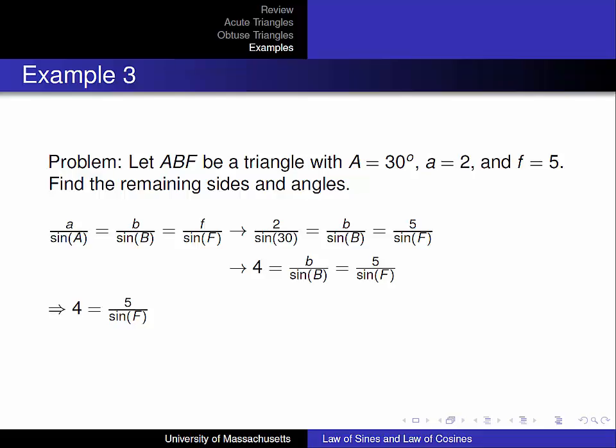Well, if we look at 4 equals 5 over sine f, and we multiply both sides by sine f, we get that 4 sine f equals 5, and then we divide both sides by 4. So we get that sine f equals 5/4. However, it's important to note that sine only ranges between 1 and -1. So in fact, there are no values of f that get mapped to 5/4 by sine. So actually, there is no solution to this problem.